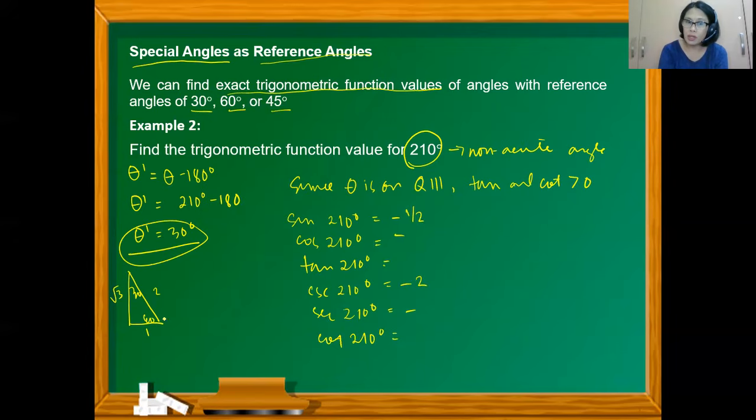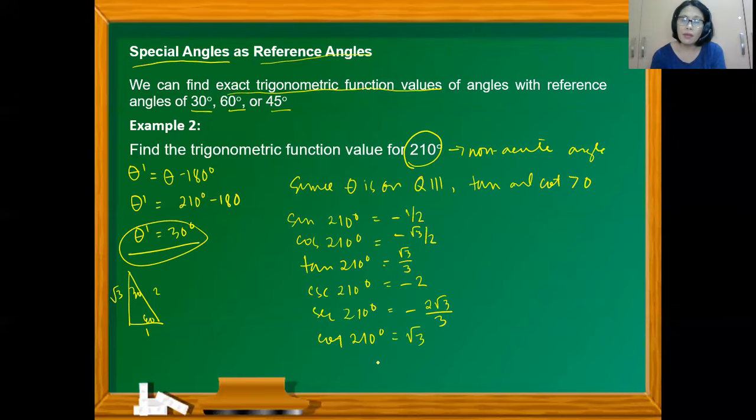Now, for cosine 30, that is cosine 210. Of course, they will differ with the sign. So, this is adjacent side over hypotenuse. So, this is negative square root of 3 all over 2. And its reciprocal function, secant, will be equal to negative 2 square root of 3 over 3, which is the reciprocal of cosine 210 degrees. Now, for tangent, this is opposite over adjacent side. So this will be 1 over square root of 3, which is square root of 3 over 3. And its reciprocal, cotangent, will be square root of 3.